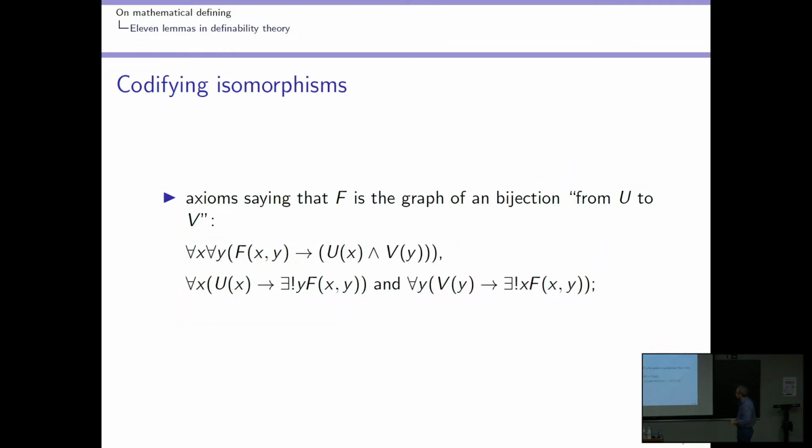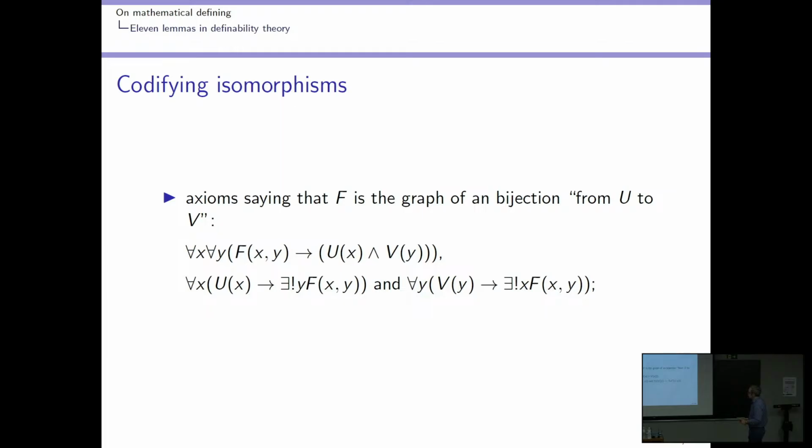Axiom saying that F is the graph of a bijection from U to V. So this says for every X, for every Y, Fxy implies that X is in U and Y is in V. So this is the graph of the function F from U to V. Moreover, for every X in U, there is a unique Y such that Fxy. So for every X in the domain, there is a unique element in the range that is in the graph of the function.